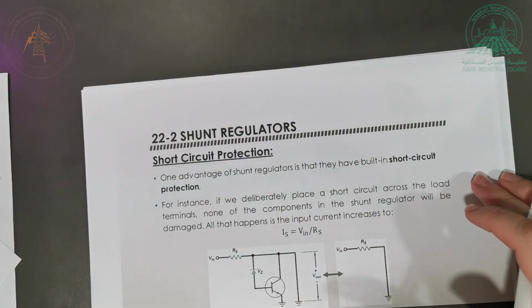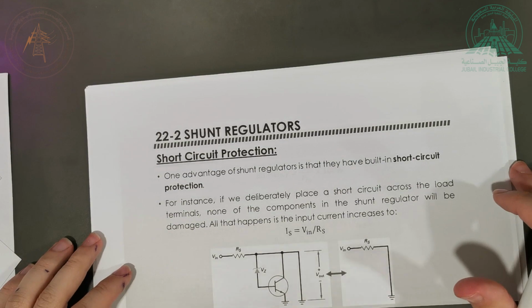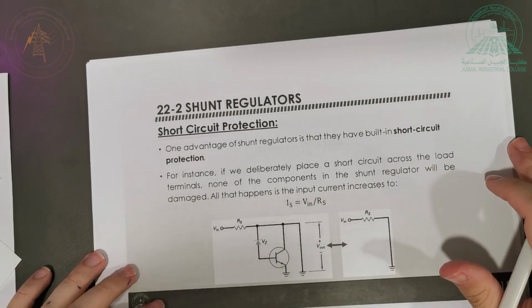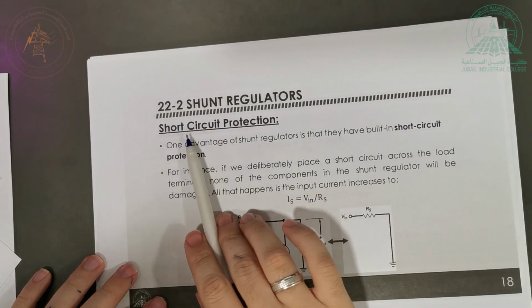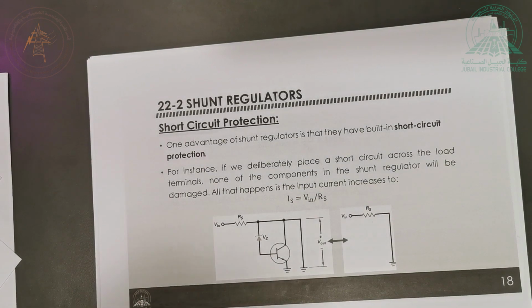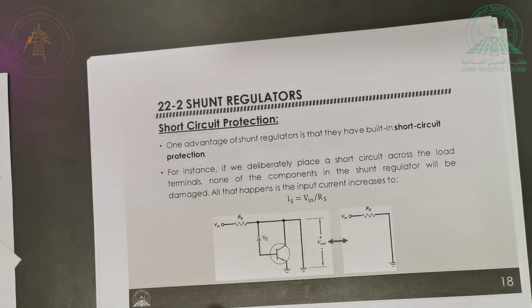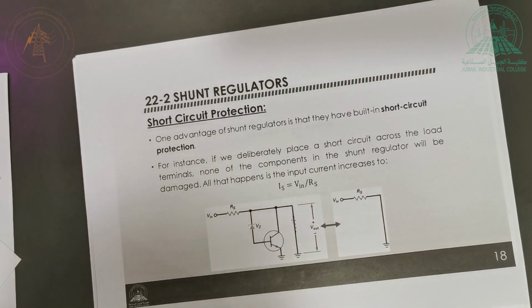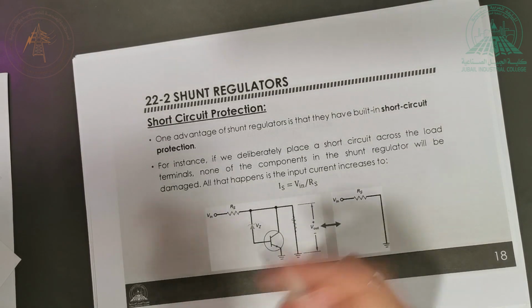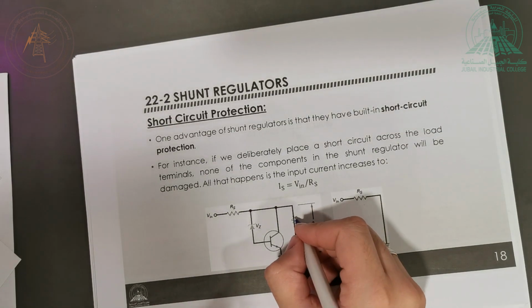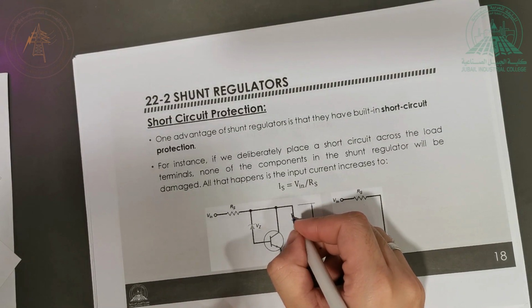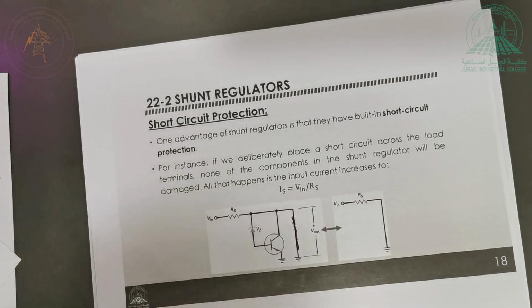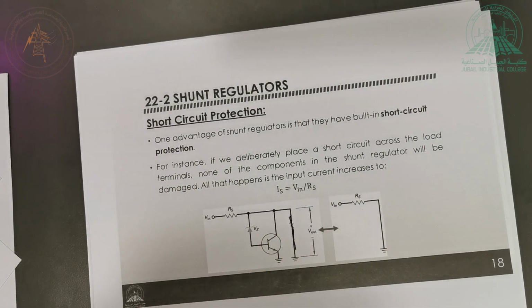Okay. One of the good features about shunt regulators is that they have internal or built-in short circuit protection. What do you mean by built-in short circuit protection? Assume that we have, remember here I should have my load, right? My load is supposed to be here. But let's say by accident, due to any cause, a short circuit is induced here. So I have here a short circuit like that.